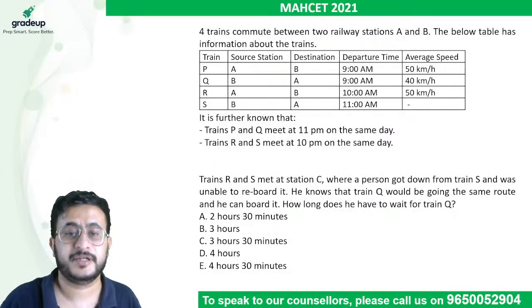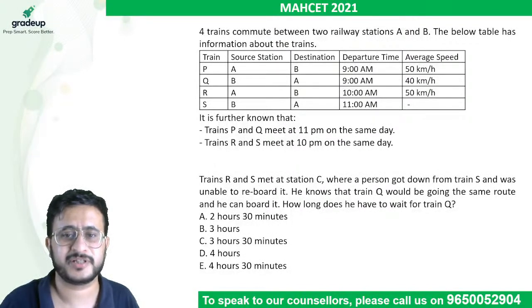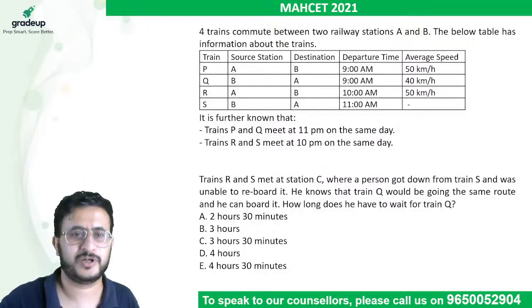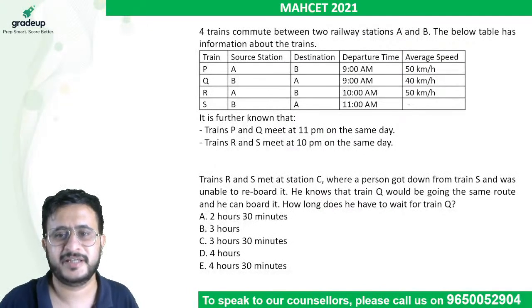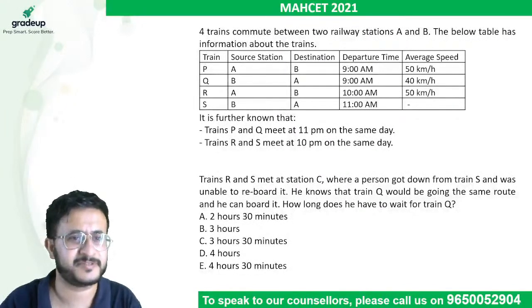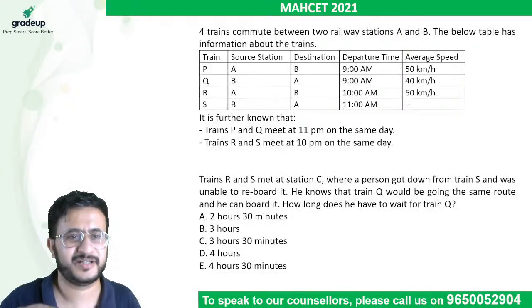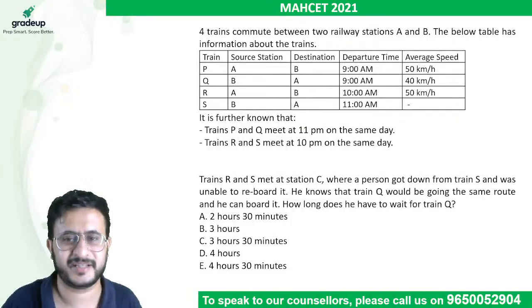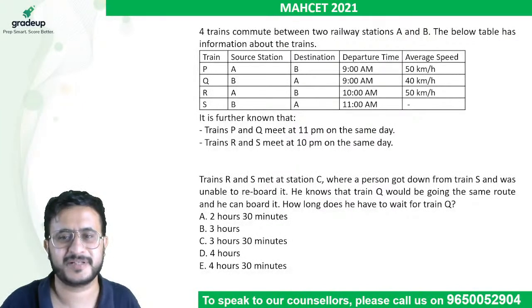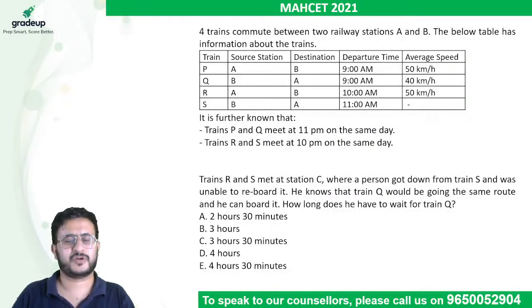Okay. All right. Trains R and S met at station C, where a person got down from train S and was unable to reboard it. The train left, the person missed the train. He knows that train Q would be going the same route and he can board it. He knows that there is another train which goes by the same route. Sometimes it happens with people, right? Some people get down at some station and then the train moves away, and they are unable to board it. So they know that another train comes in the same route and they can take that. Okay, so you have to tell how long will that person have to wait for train Q. Interesting question, right? Solve it.